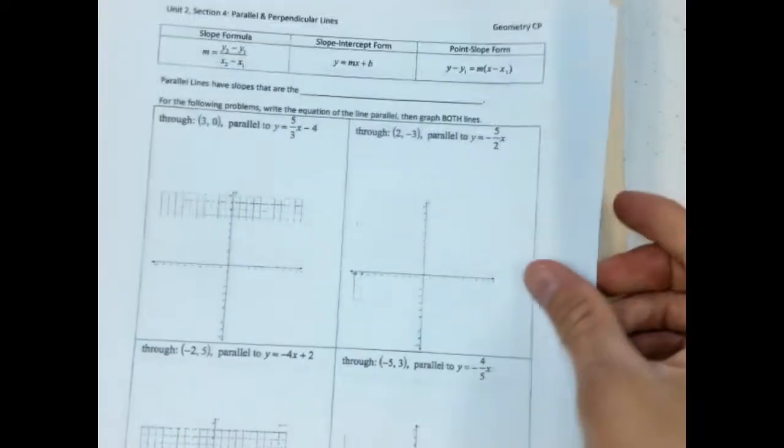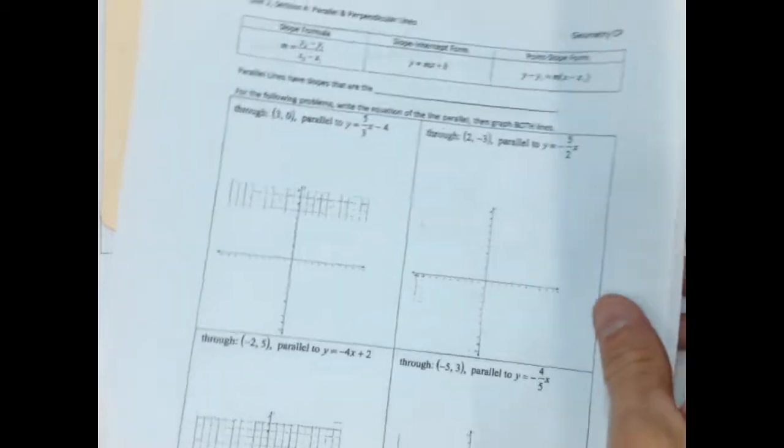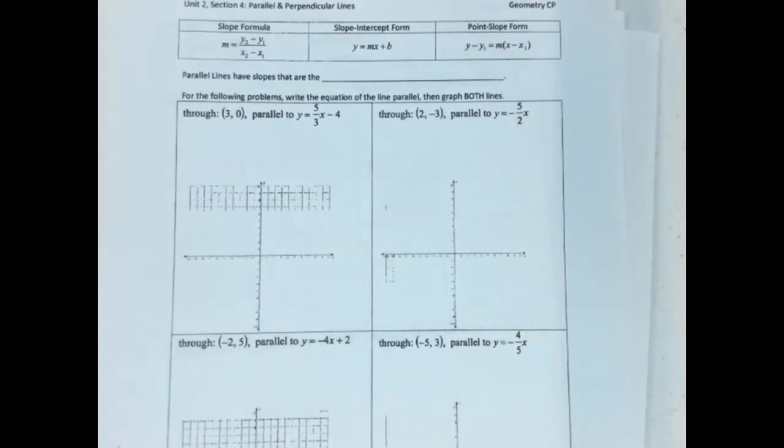So the best thing to do would probably be to go through about a third or half of these, and then you can do the rest on your own for tonight, okay? So let's go ahead and start from the beginning here. The first part's going to be about parallel lines.